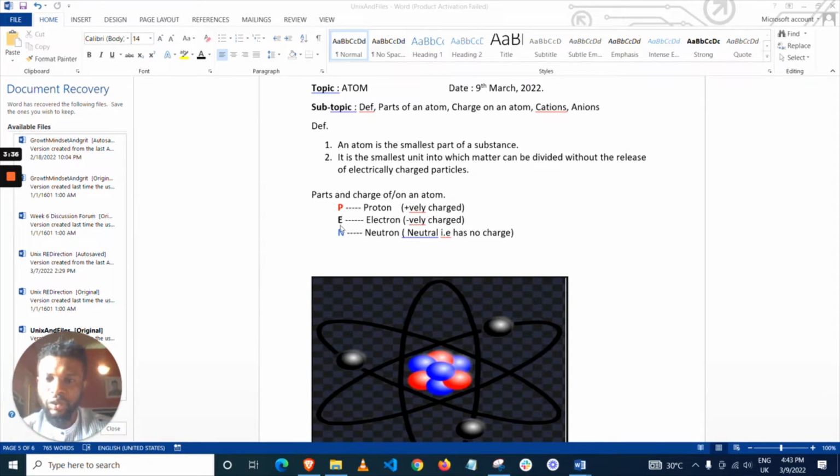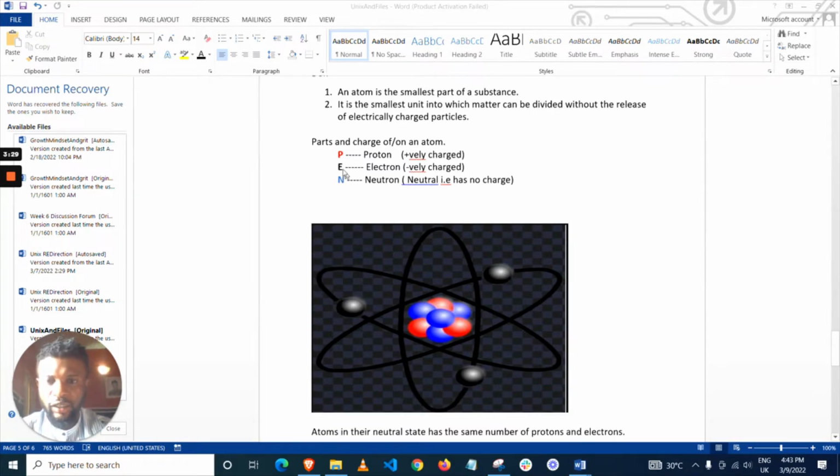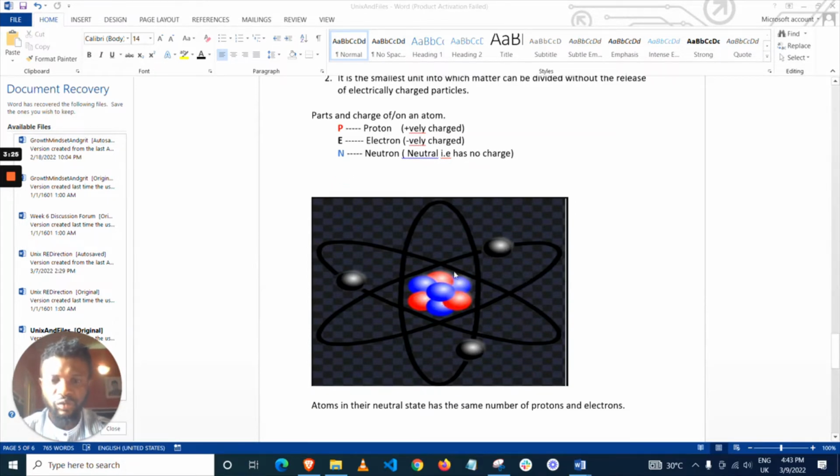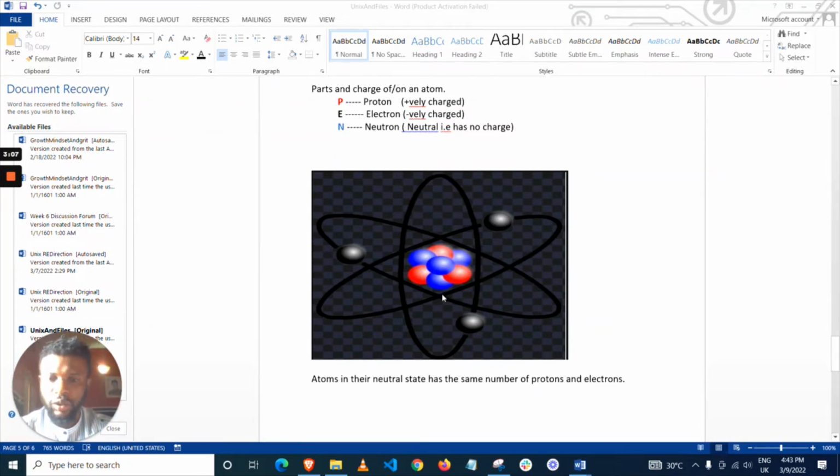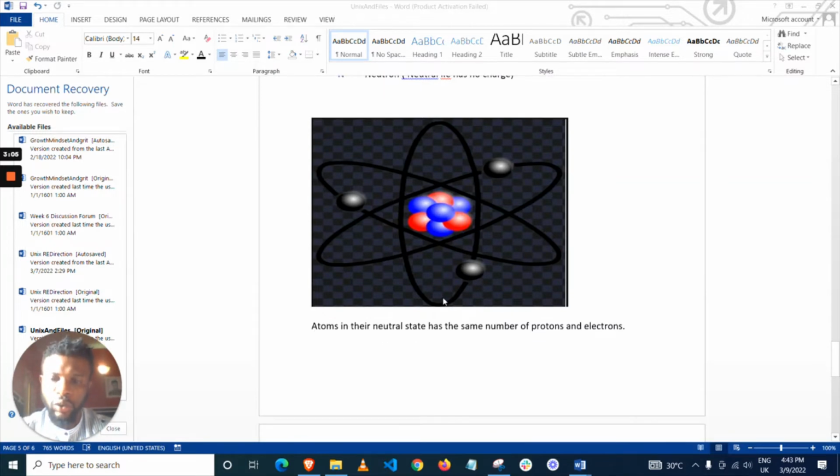So take note, an atom has 3 parts. The first is the proton, the second is the electrons, and the third is the neutrons. Protons are positively charged, they are denoted in red. Electrons are these ones in black, and then neutrons are the ones in blue. As you can see, at the center of this atom, we have the protons and the neutrons. They are very dense, they are very heavy. Okay, they are heavier than the electrons. So the electrons are floating on the shells, the outermost shells, while you have the protons and the neutrons inside the nucleus.